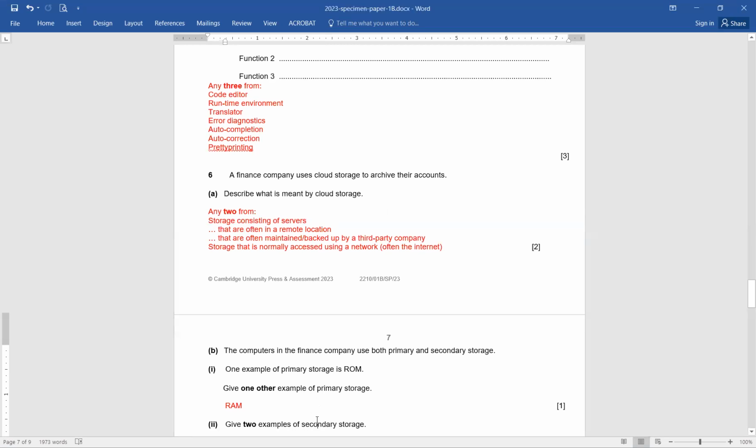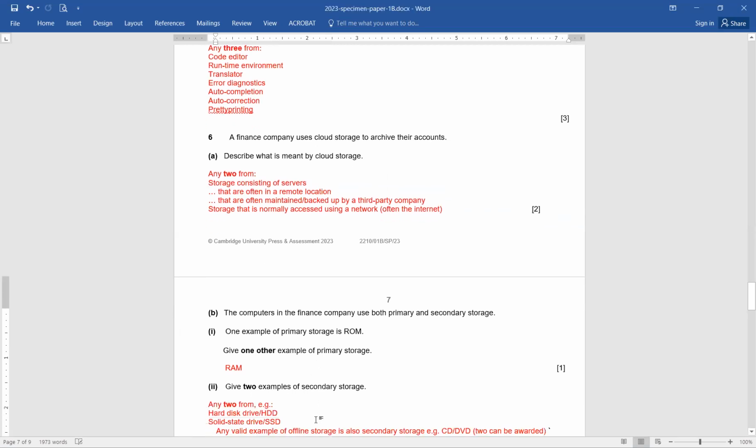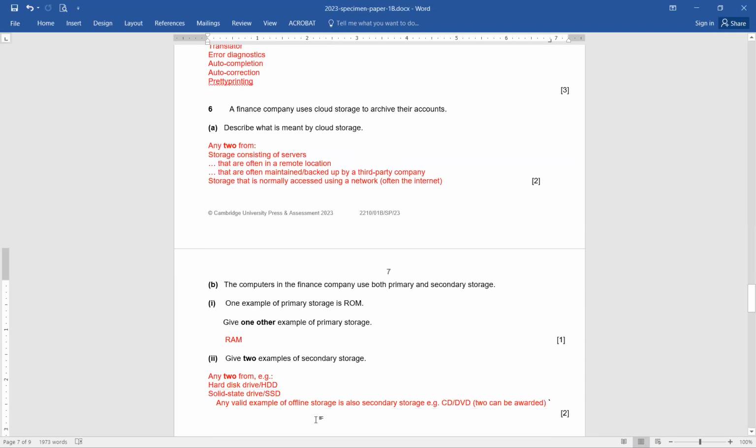Part B. The computers in the finance company use both primary and secondary storage. One example of primary storage is ROM. Give one other example of primary storage. So definitely the other primary storage is RAM. You simply write down RAM and you're able to score 1 out of 1.